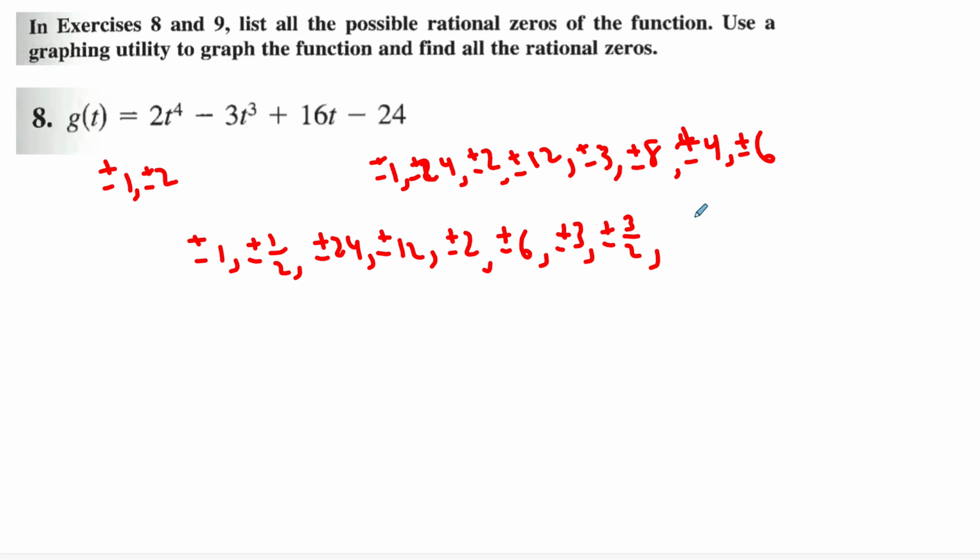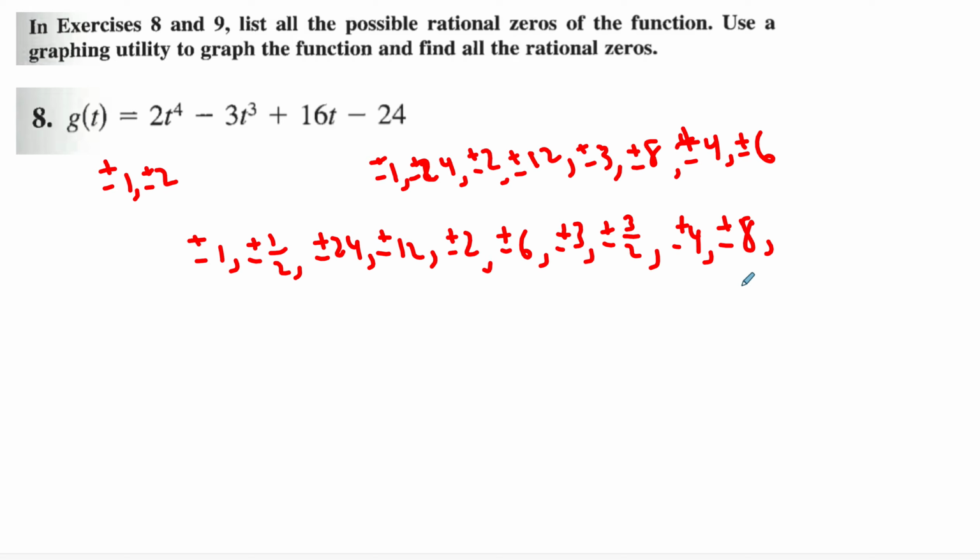Plus or minus 8 divided by 2, which we don't have. Plus or minus 8 divided by 1. Mess, eh? Plus or minus 4 divided by 2, we already have. Plus or minus 4 divided by 1, we already have. Plus or minus 6 divided by 2, we already have. Plus or minus 6 divided by 1, we already have. Okay, so it's not as terrible. Those are all the possible ones. So then what you do is you go through and you do what I did. And you pick one and you divide and you hope.